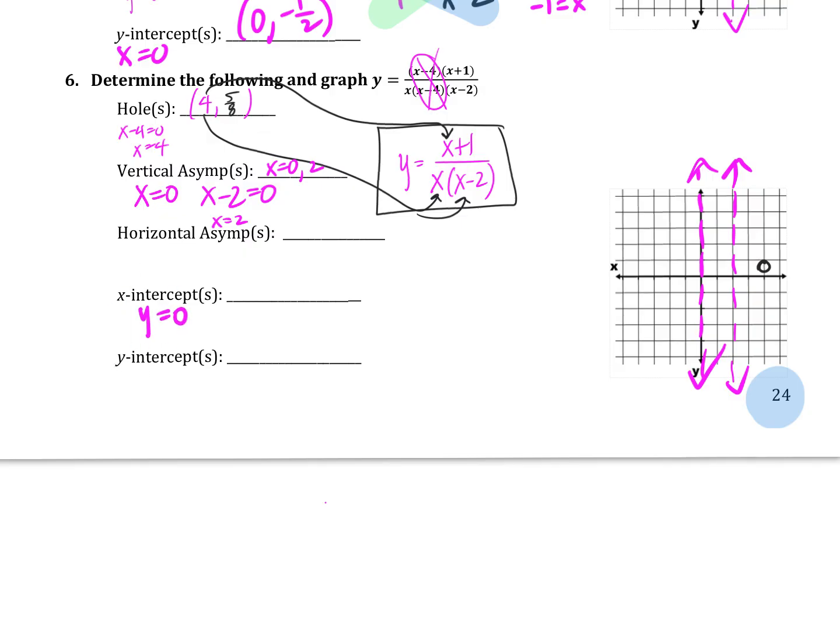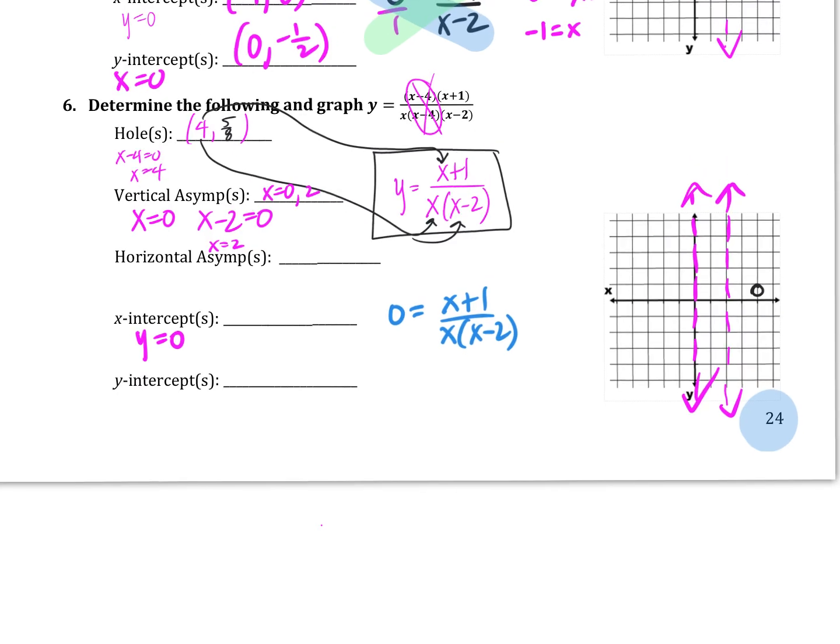You guys, we got rid of the hole on this one. Oh, gosh. We got rid of the hole. And this is what everything is based on. When is this equal to 0? 0 equals (x plus 1) over (x minus 2). Is anyone seeing a trend with the x-intercept of a step that we could potentially skip?